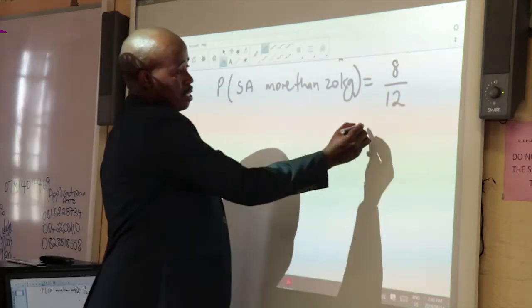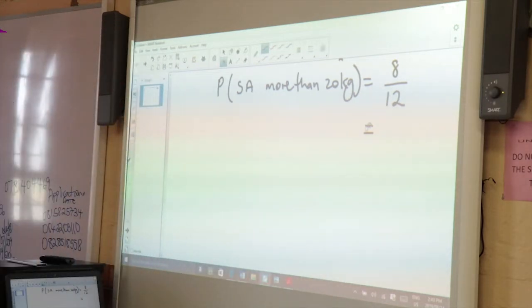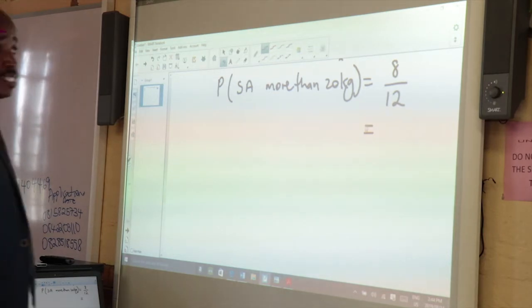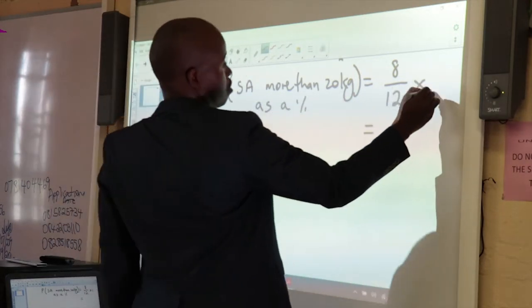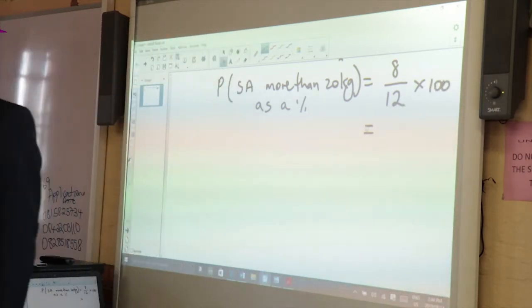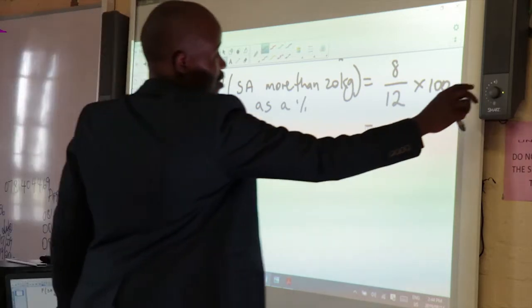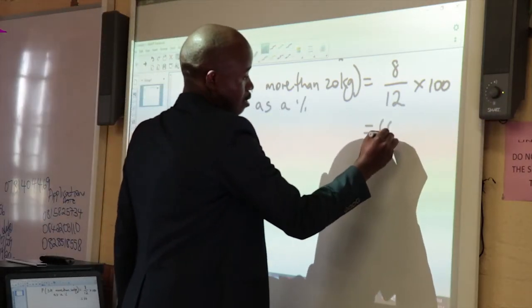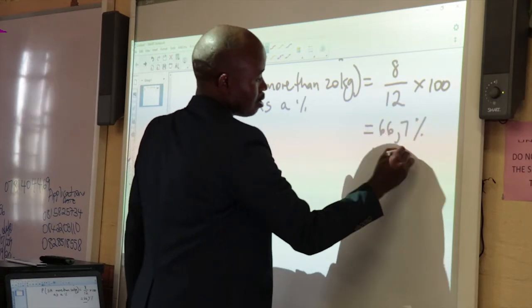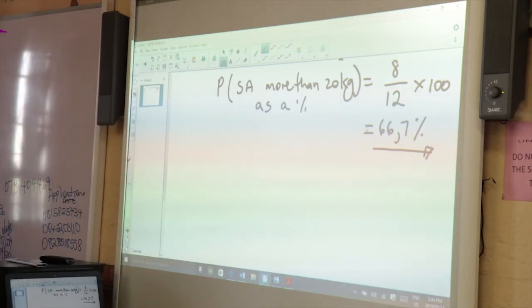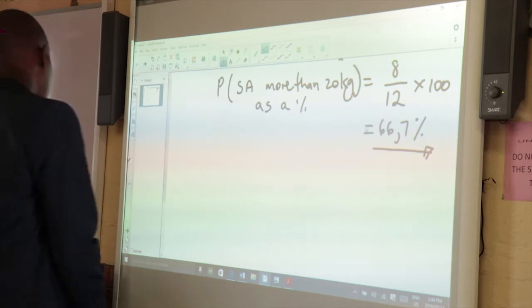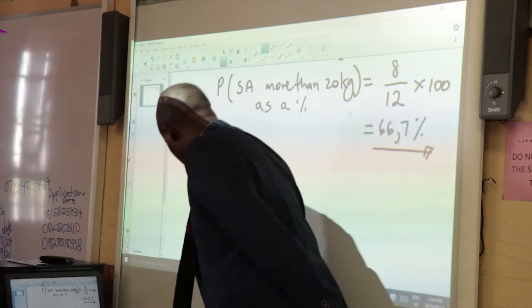So 8 out of 12 as a percentage. How do we make the probability a percentage? Because the question is as a percentage, it's multiplied by 100. So our answer is 66.7%. Is there no one divided by 25? No, not divided by 25. Right, next question. Now we are going to work a little bit because it's 7 marks.